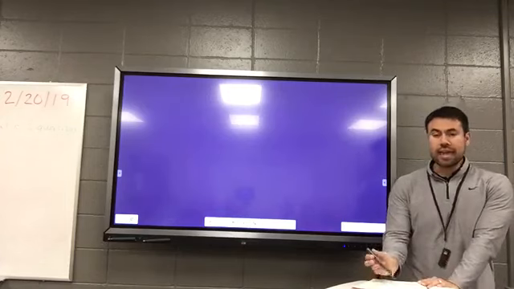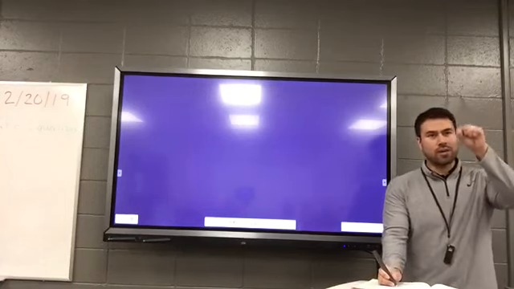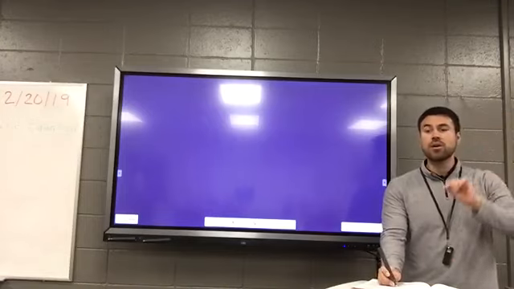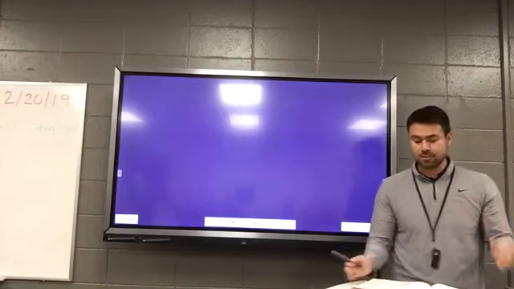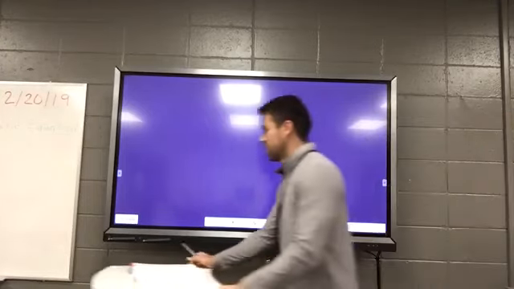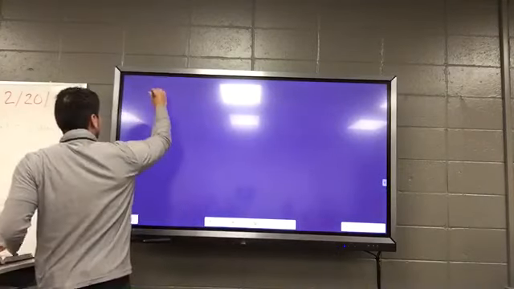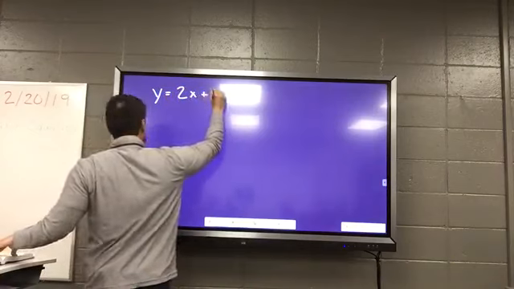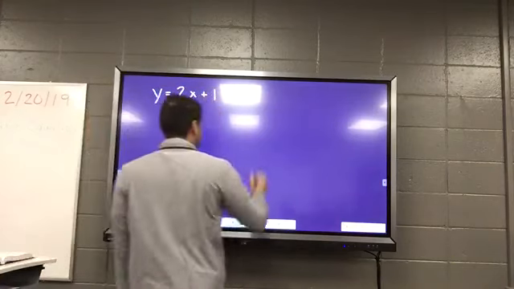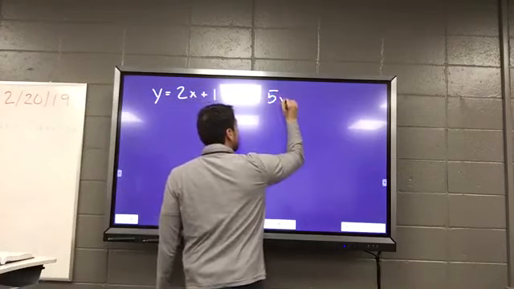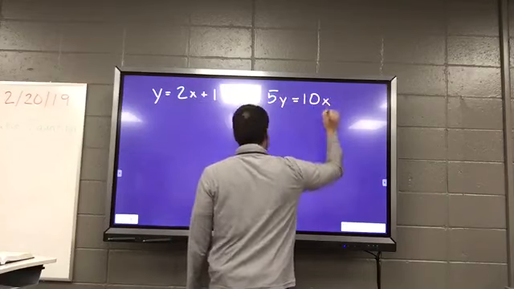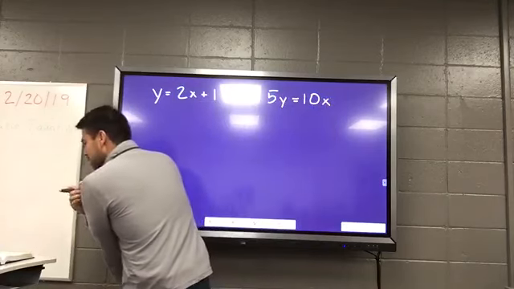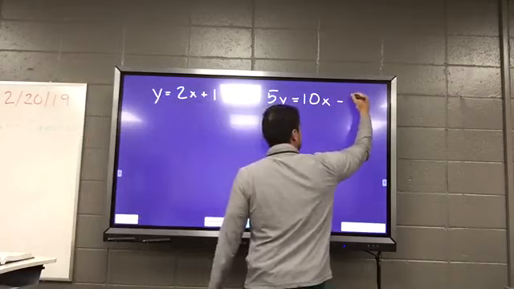Okay, so on the explain, you don't have to write out the reason why they are parallel. No, all you have to do is show me your work. That's an explanation. So those two equations were y equals 2x plus 1, and the other one was 5y equals 10x minus 5. All right.